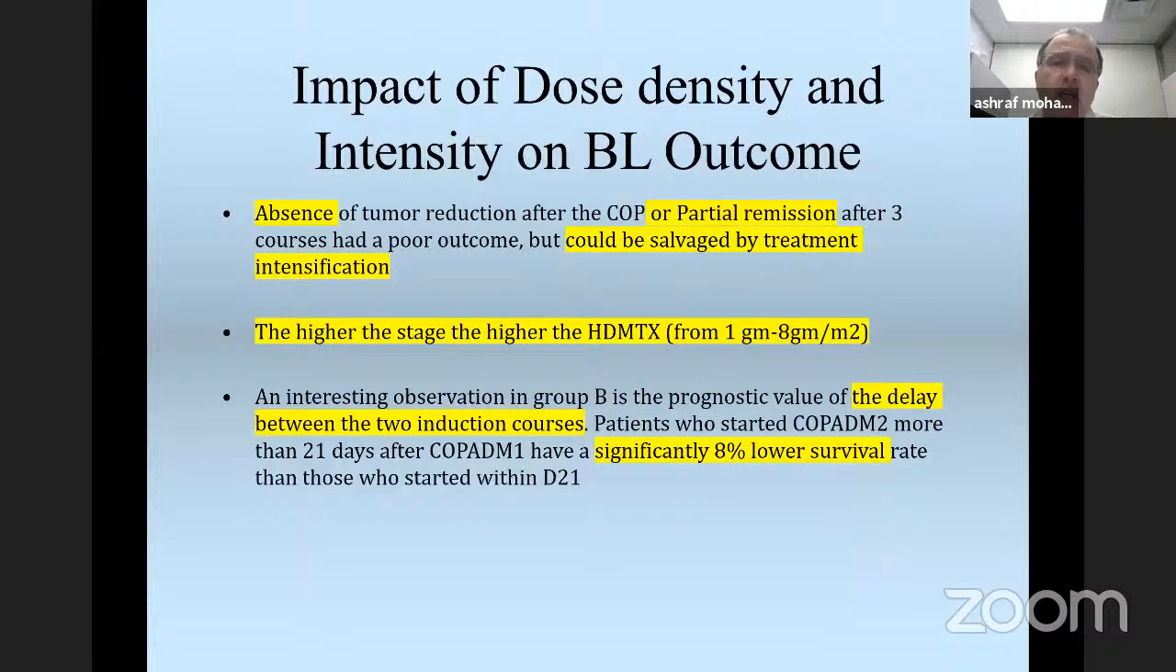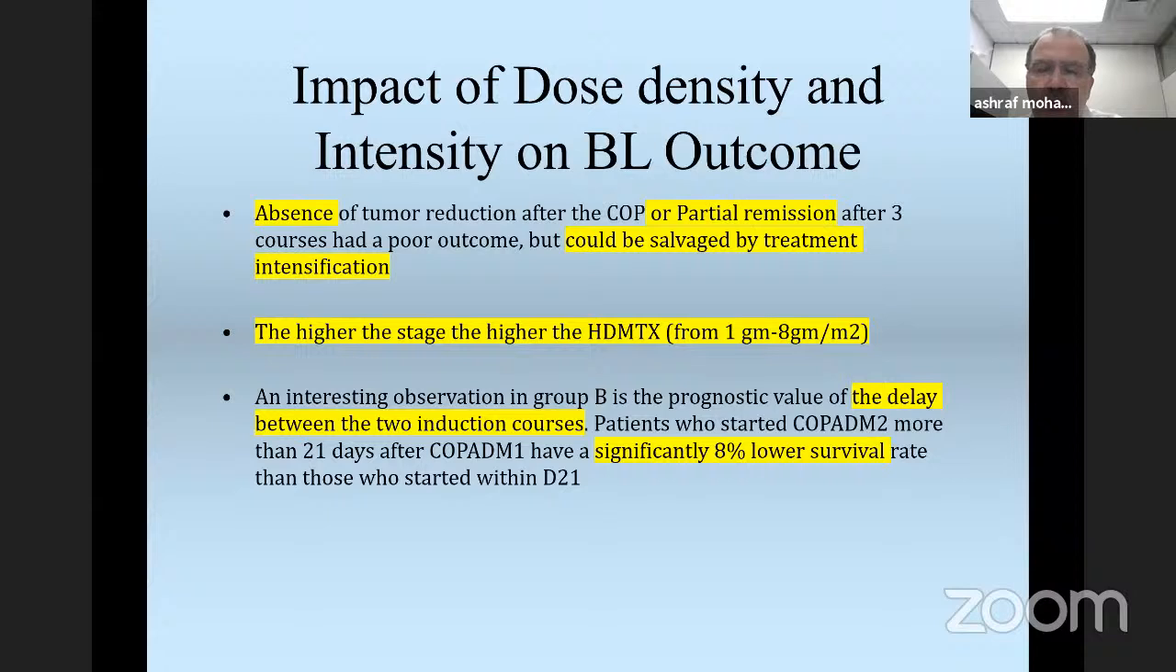Another way of improving the outcome is, as I mentioned, the dose intensity and dose density. And there was one interesting thing on the LMB. They found that if you have some delay between course 1 and course 2, COPADM 1 and COPADM 2, of more than 21 days, there was an 8% reduction in survival. This is a big thing.